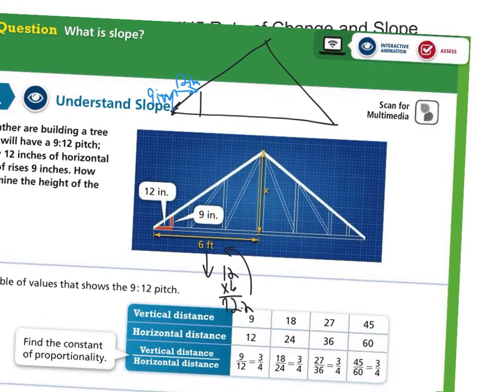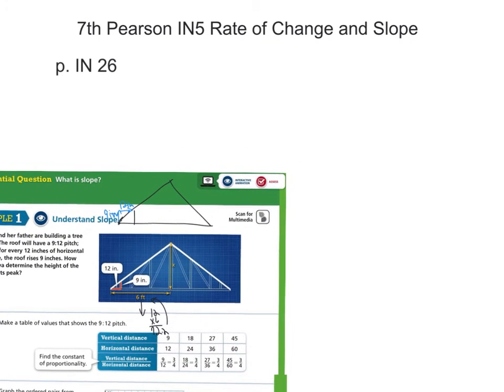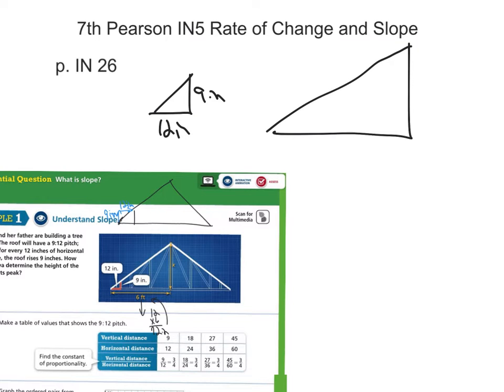There's different ways you can do this. One way you could figure out that missing value would be to look at this as similar triangles. So this is 12 inches and 9 inches. And then this is 72 inches. And this is what we're trying to find. One thing you might notice, if we go from 12 inches to 72 inches, this is 6 times bigger.